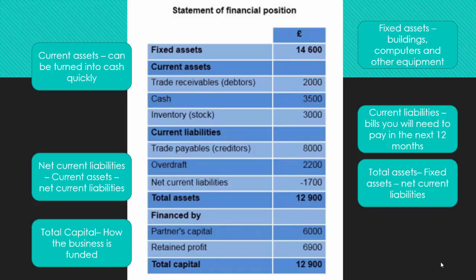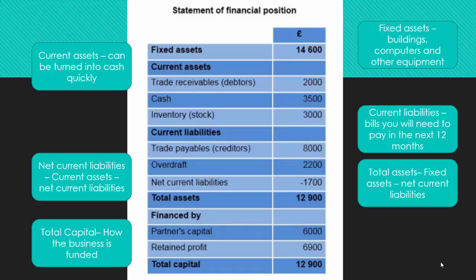Therefore, in this case, if you look back at the assets, £8,500 was the money that they have got coming into the business in the next 12 months. But the current liabilities, the money going out of the business, are 8,000 plus 2,200, so 10,200 going out. So 8,500 take away 10,200 gives a net current liabilities figure of minus 1,700. So over the next 12 months, this business will have more money going out than coming in.